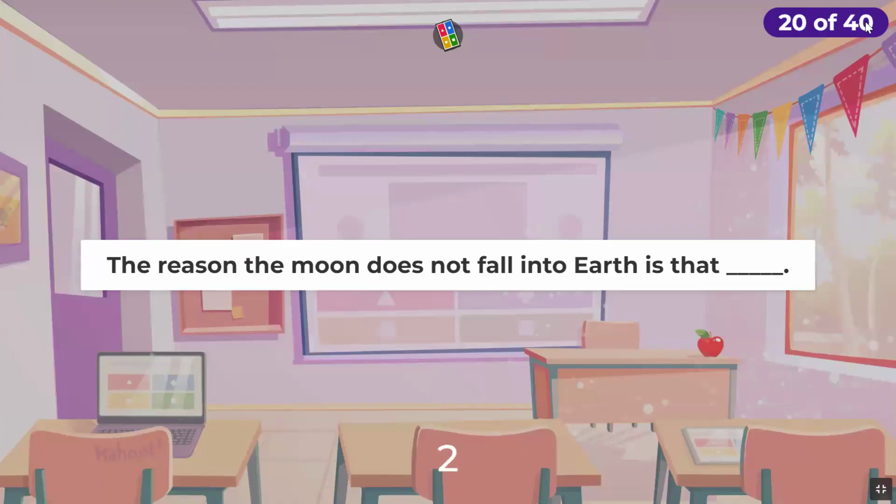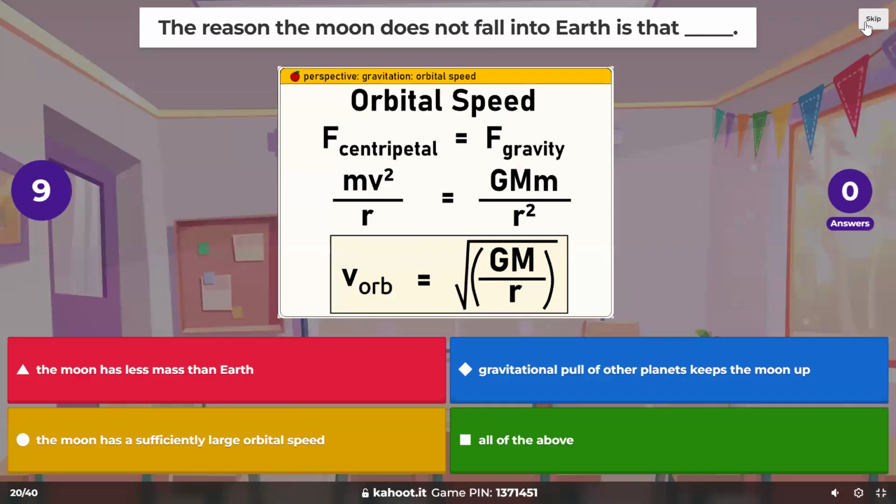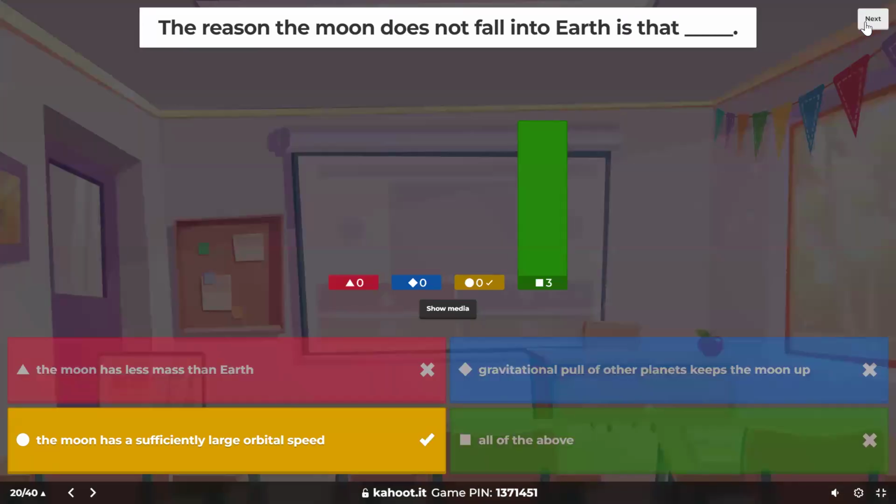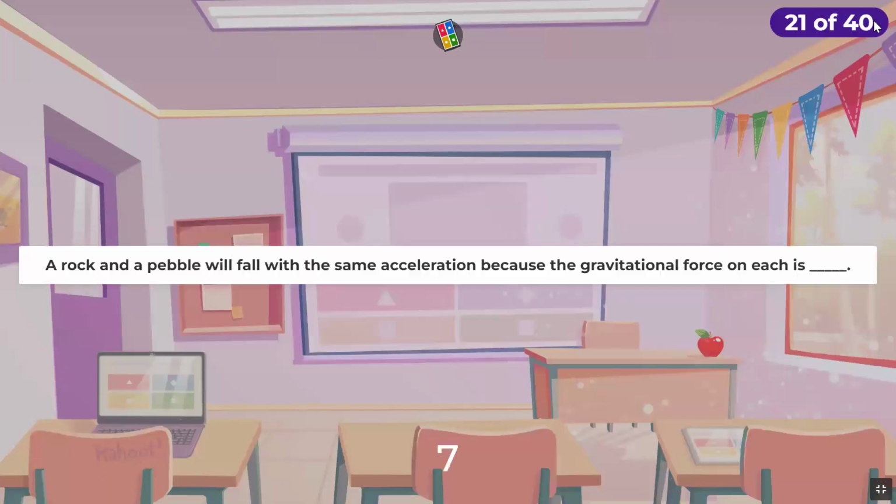Reason the moon does not fall into the earth. Looking for the moon has sufficiently large orbital speed. Yeah, it's just moving to the side fast enough that it can stay in orbit. Right, so large enough orbital speed. Okay, nothing about the other planets holding it up. Nothing like that. Yeah, just the moon's moving fast enough. Sufficiently large orbital speed.